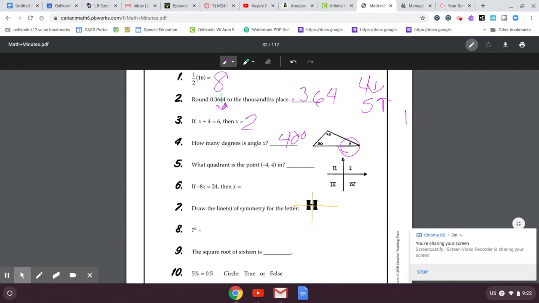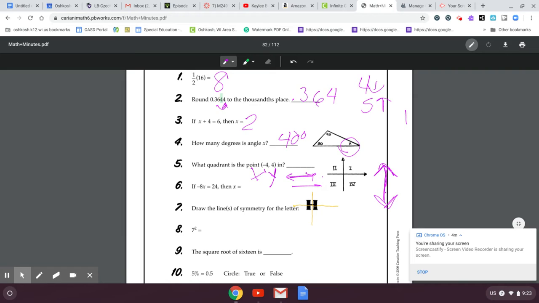What quadrant is point -4 in? Remember that the number on the left is the X coordinate, and the number on the right is the Y coordinate. So X lets us know which direction we're moving, left or right. If it's negative, we're moving left. If it's positive, we're moving right. The Y lets us know if we're going up, how far we're going up, or we're going down.